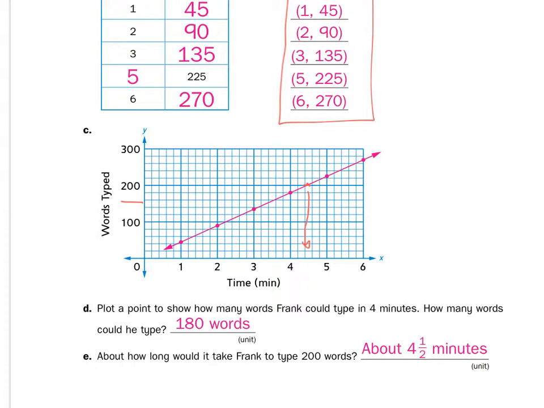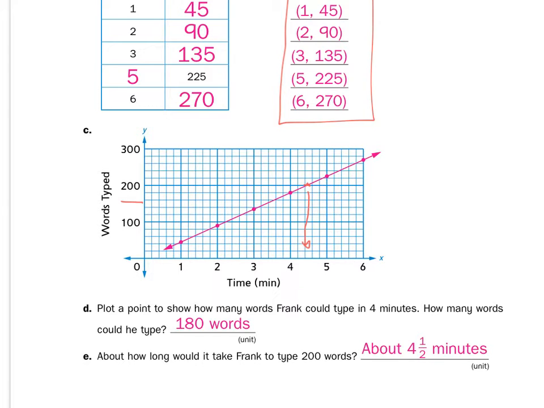The summarizer for today: we're going to use this same example with Frank typing 45 words per minute. Would you use the table, the graph, or the rule to find out how many words Frank could type in 12 minutes? Go ahead and share what you would do and explain how many words he could type in 12 minutes.